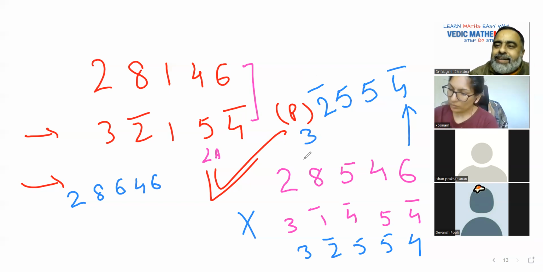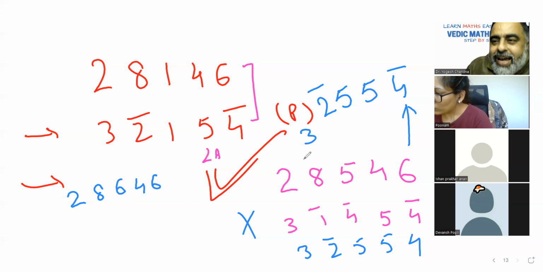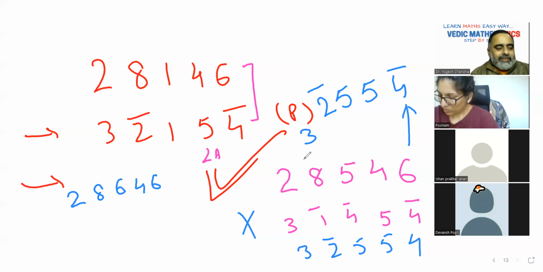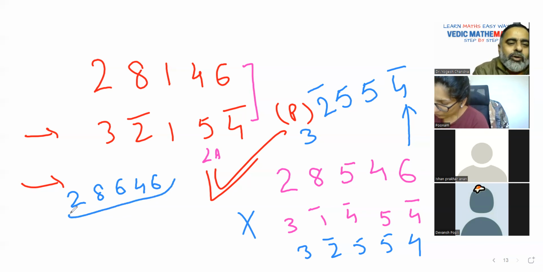Sudhanshu, Kalpana, please try yourself. Don't worry, we'll practice more, but try yourself. Okay, now try this: 28646.